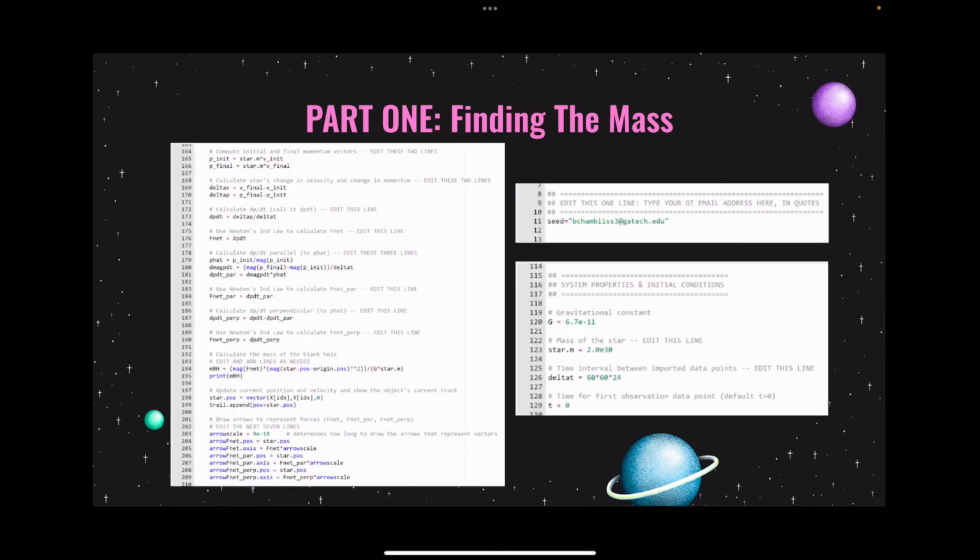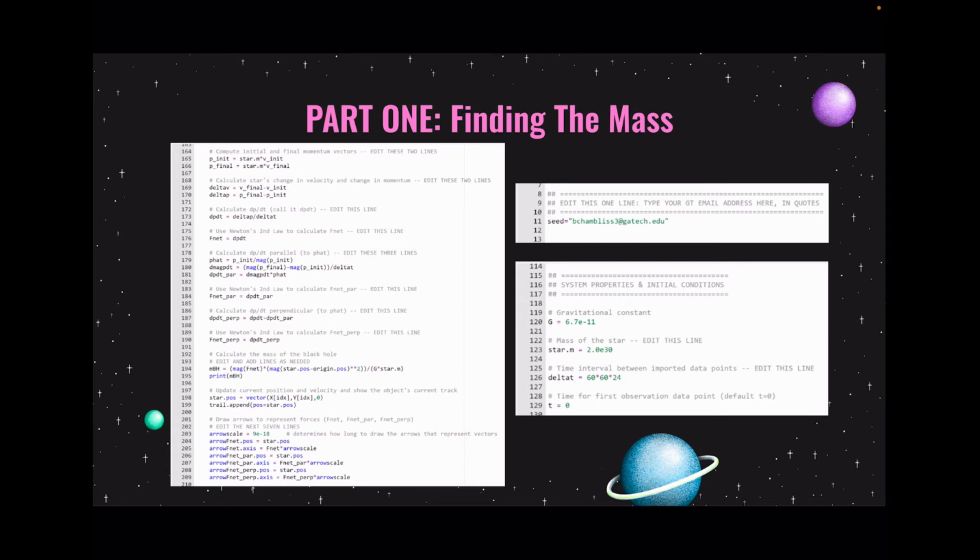So here's the code. On the right side, you can see what we started with: the seed that randomized the orbital coordinates, and then the mass of the star. On the left side, you can see where we actually put in the physics equations. We have momentum, then change in velocity, change in momentum, then the rate of change of momentum, and then we set that equal to F net. Then we find the parallel component of dp dt and set that equal to F net parallel, and then we find the perpendicular component and set that equal to F net perpendicular.